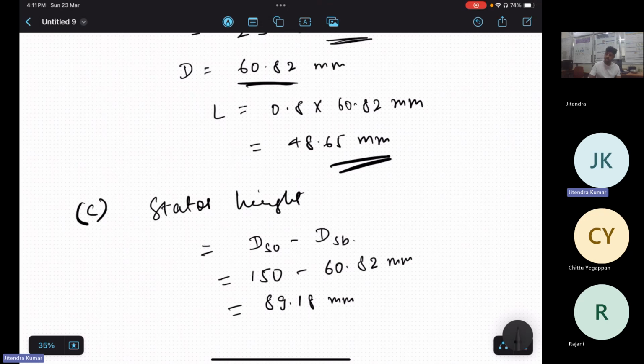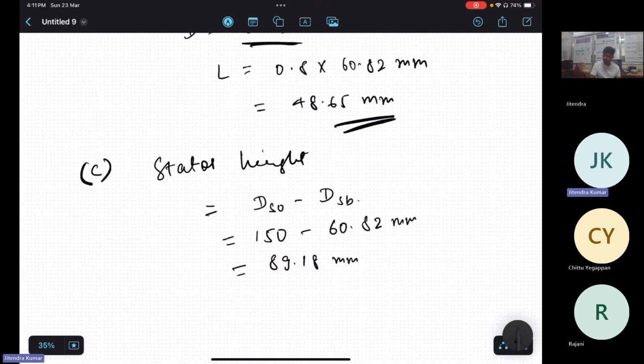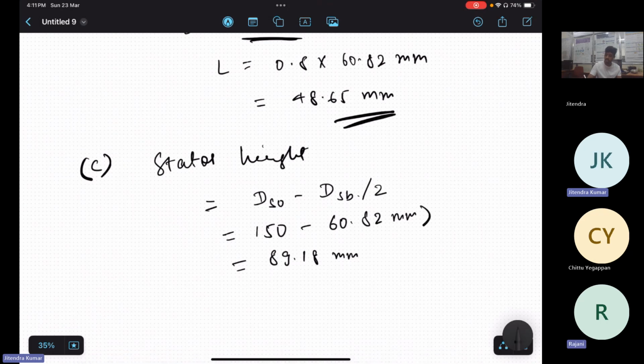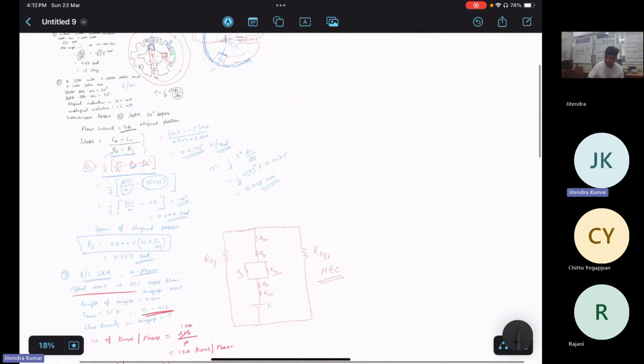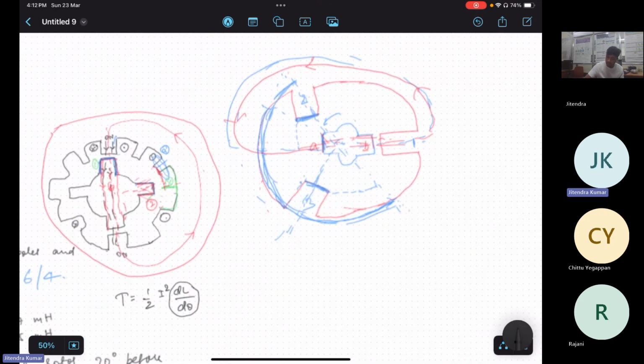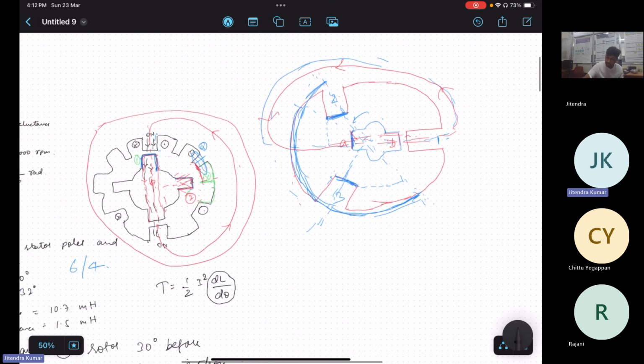Now, it is critical to divide it by 2 so that we will get the exact stator height. Why? Because these are all in diameter, so we are considering both sides of the stator. So we have to divide it by 2. The radius will be 44.59 mm, for one side. So now this much is the stator height. From the geometry also you can see, 44.59 is this much height.